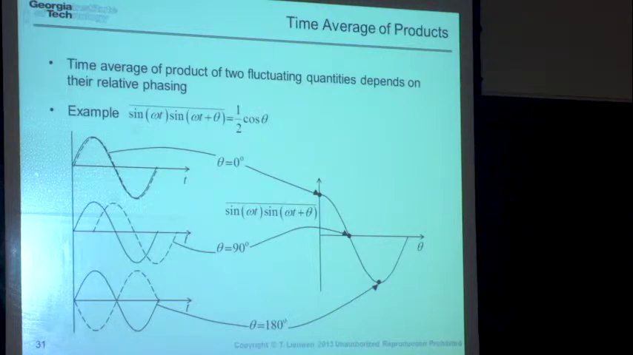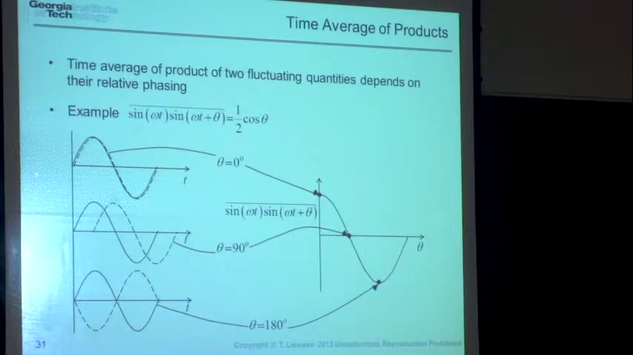Okay, so for example, let's assume I have two harmonically oscillating quantities, which have some phase offset between them of theta. So sine omega t times sine of omega t plus theta. You may remember your trig identities, that you can rewrite this as a term that doesn't oscillate in time plus another term that oscillates at two times the frequency. For example, sine omega t times sine omega t is what? A half plus a half cosine 2 omega t. So when you time average it, that term oscillating at twice the frequency goes away, and you're left with just this term. The time average of this term is one half cosine theta.